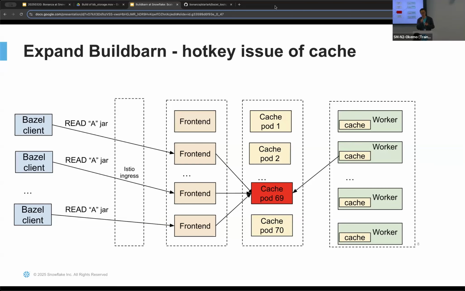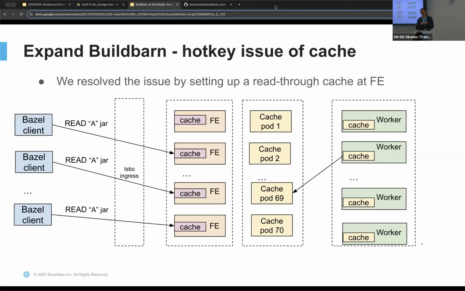To solve this issue, we tried multiple options. Some very simple options we tried are horizontally scaling up the cache pods, the cache cluster, and we also tried vertically scaling up the cache, but it didn't work well. So eventually we solved this issue by setting up the read-through cache at the front end.